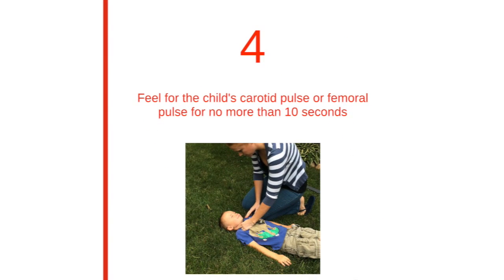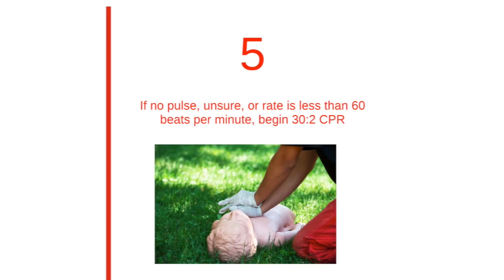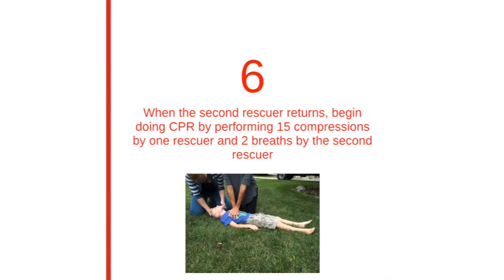Step 4. Check either the carotid or femoral pulse, but make sure not to waste time doing it longer than 10 seconds. Step 5 is to begin CPR. If there was insufficient or no pulse, if the second rescuer has not returned, do 30 to 2 ratio CPR. When the second rescuer returns, begin 15 to 2 CPR, with one doing the 15 compressions, followed by the other doing the 2 breaths.